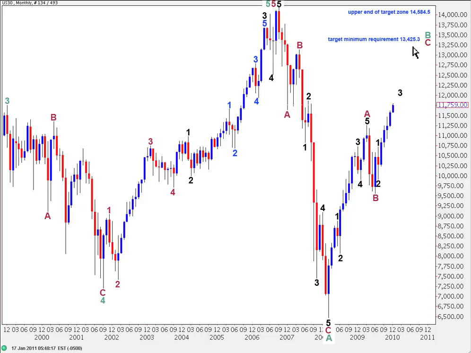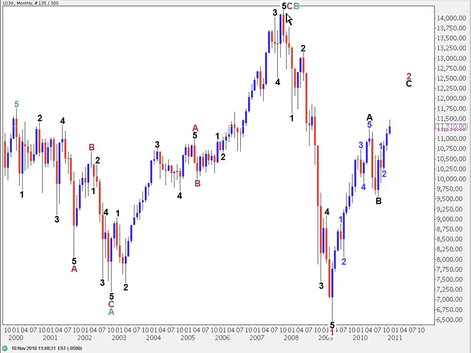Importantly, if we're looking at a flat correction and we're only in the C wave of a zigzag of cycle degree wave B, then wave B can actually reach beyond the start of A, and the most common type of flat is an expanded flat where B is actually 105% the length of A, which would be achieved at 14,584.5 points, allowing a new high for the Dow. So that's an important implication, but we only need to concern ourselves really with that implication if we reach this minimum target on my alternate wave count here.